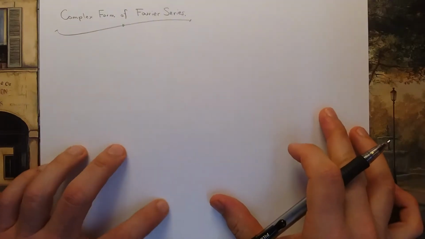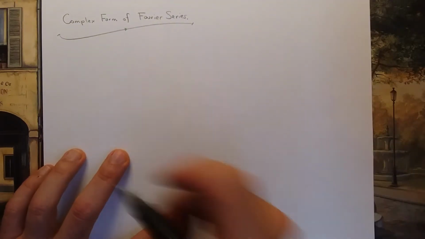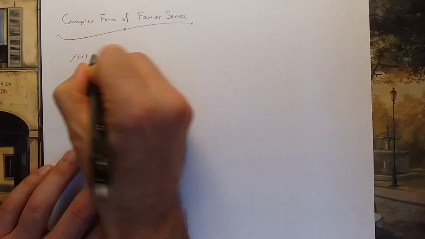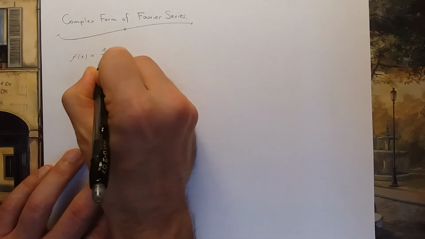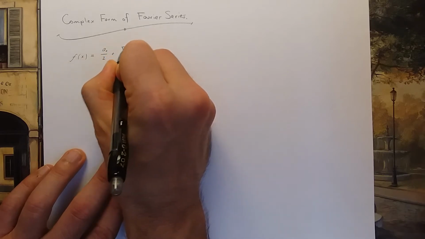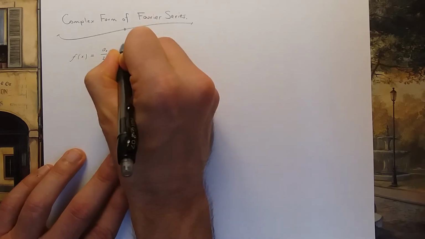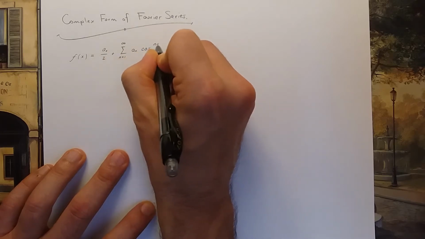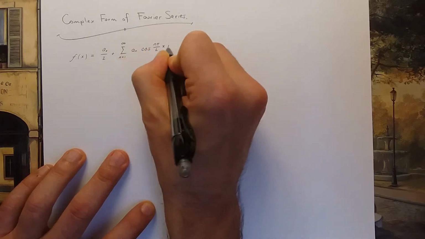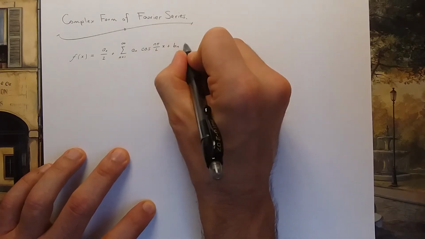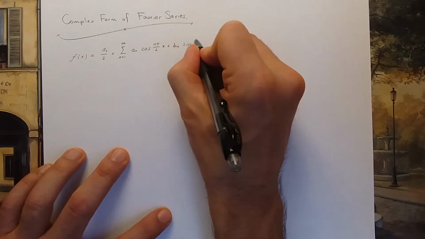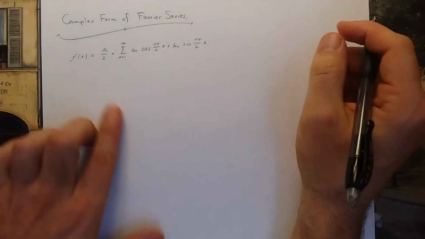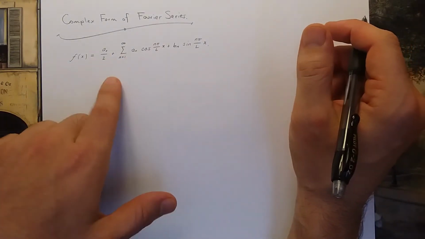So we already know how to write down the Fourier series of a function. The Fourier series on the interval from negative L to L is a constant a0 over 2 plus the sum going from 1 to infinity of constants an times cosine functions of this form plus bn times sine functions of a similar form. So we've already seen how to find the Fourier series.